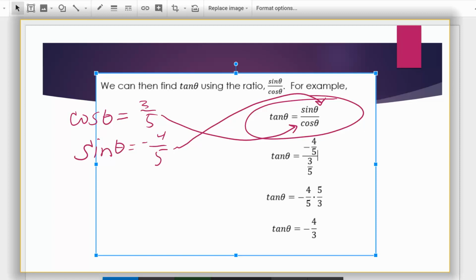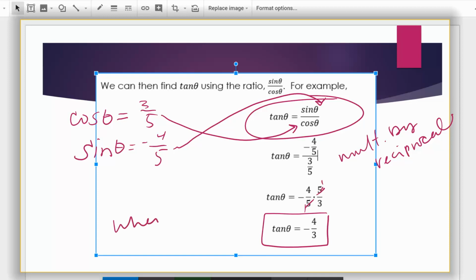And then when you divide fractions, you multiply by the reciprocal, in case you forgot. Okay, so negative 4/5 multiplied by, flip the 3/5 and you get 5/3. Cancel these because they are the same and they become 1. So tangent theta is equal to negative 4/3. So when cosine is 3/5 and sine is negative 4/5, tangent is negative 4/3. So that's how you use sine and cosine to find tangent.